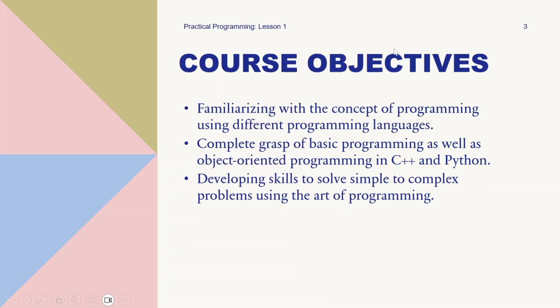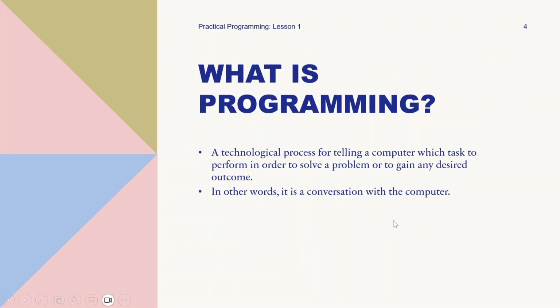So moving on, the objectives of this course are to familiarize yourself with the concept of programming and how we can use this art of programming in different real life applications. In doing so, we will try our best to grasp the more important concepts of programming in C++, basic programming as well as object oriented programming, which is also sometimes called OOP. We will first use C++ as a starting language, and then we will go on to Python. I am going to tell you in a bit why we are using C++ as a starting language and not any other language. So, what is programming?